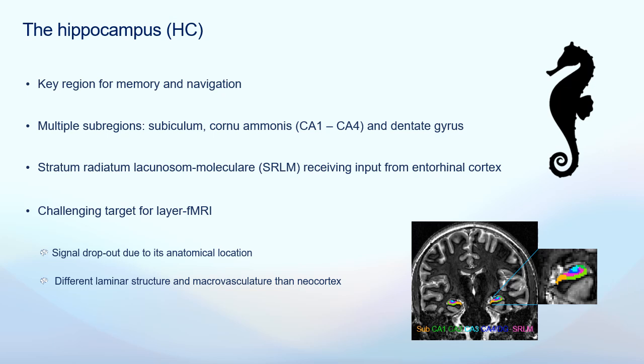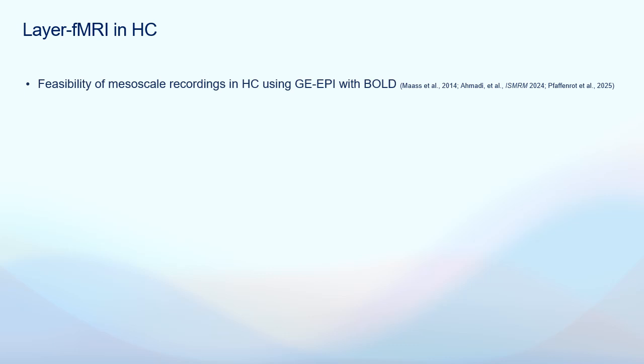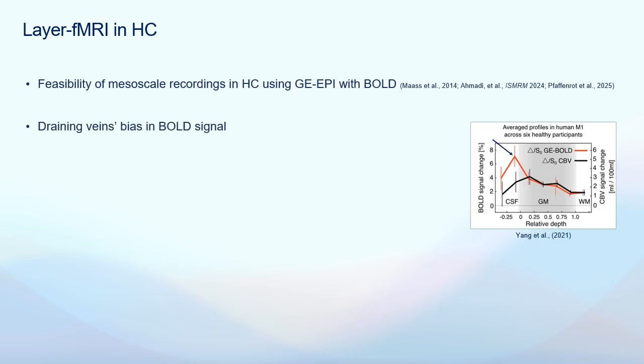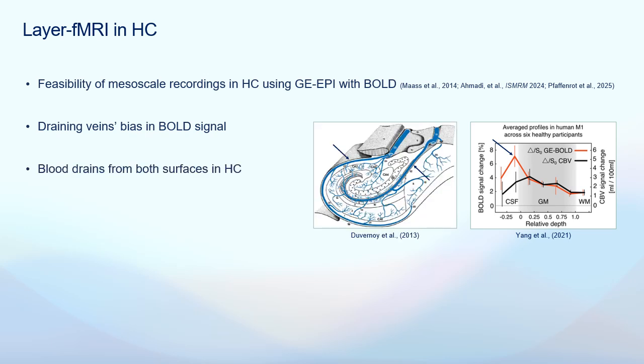Recently, a few studies have shown feasibility of laminar recordings in the hippocampus using gradient echo EPI sequence with BOLD contrast. However, the specificity of BOLD signal is compromised by draining veins bias. This is even more crucial in the hippocampus as the blood drains from both inner and the outer surfaces.